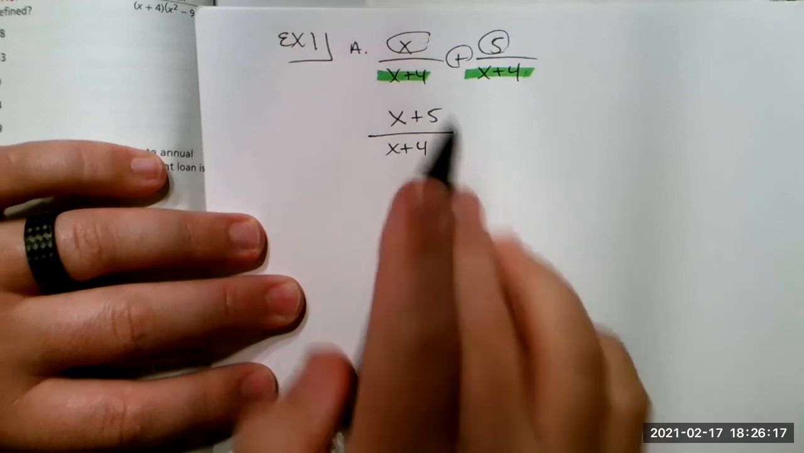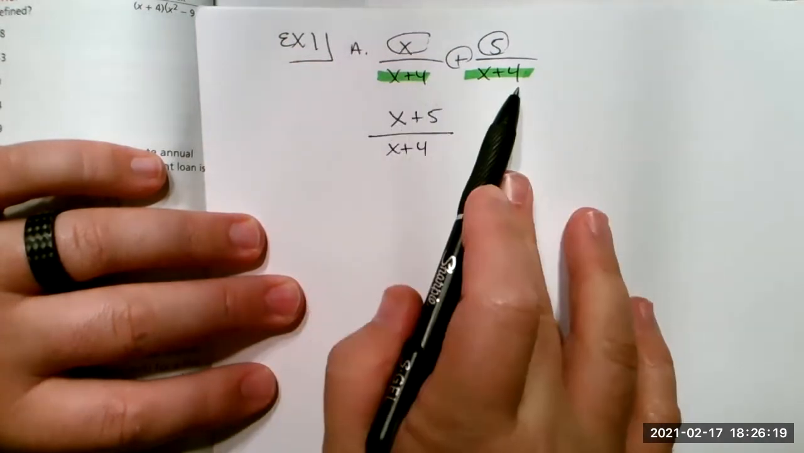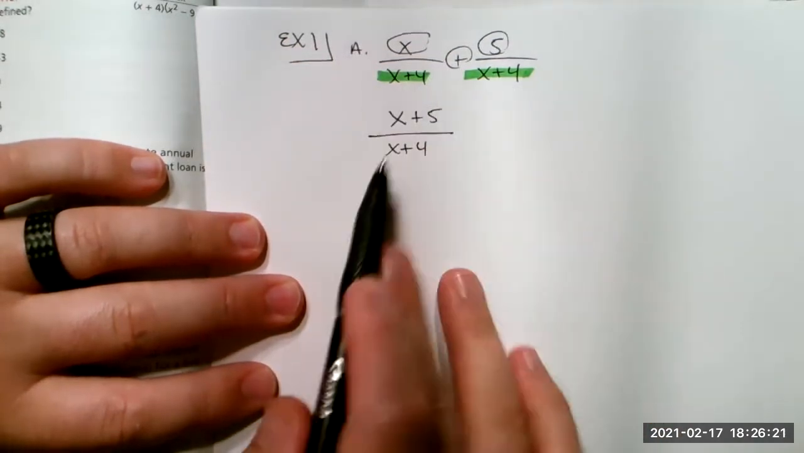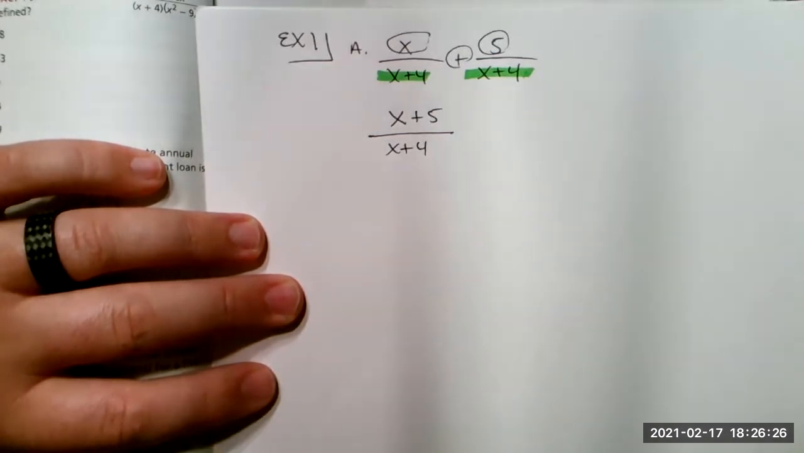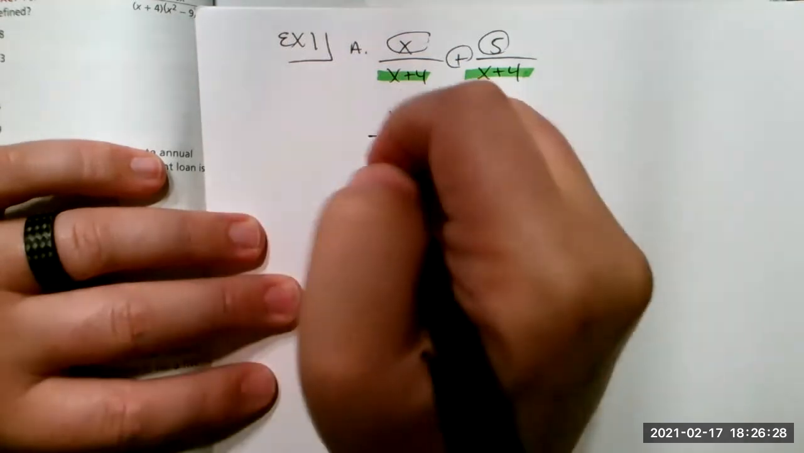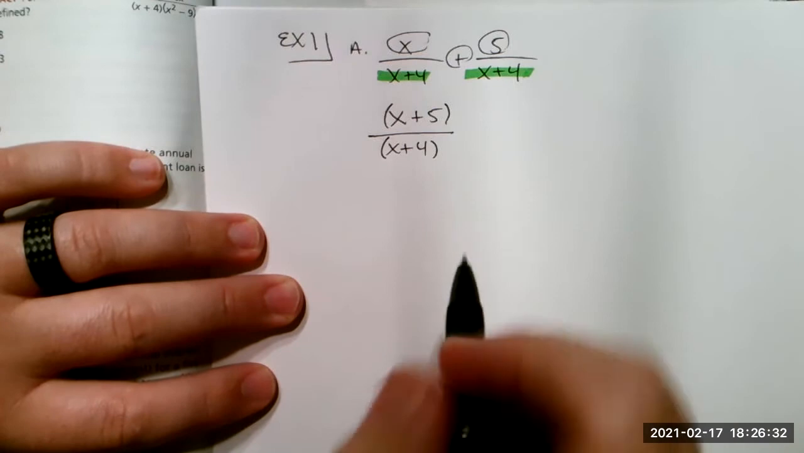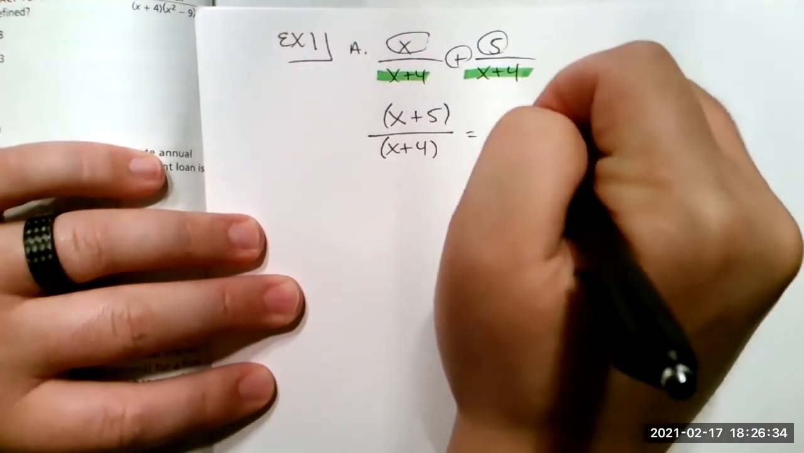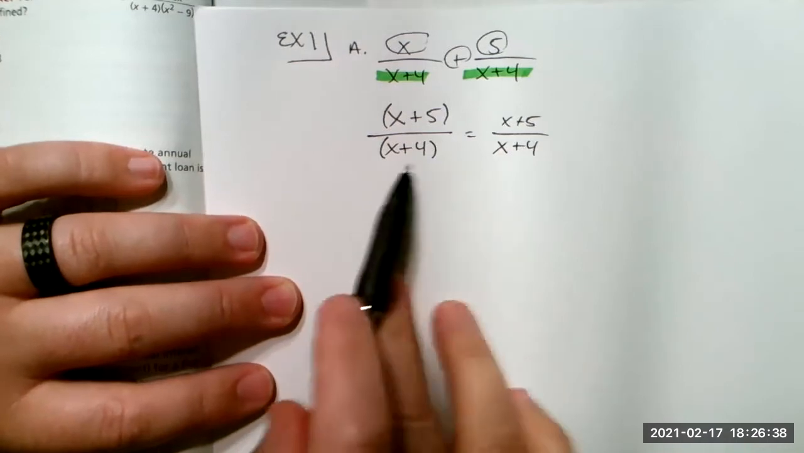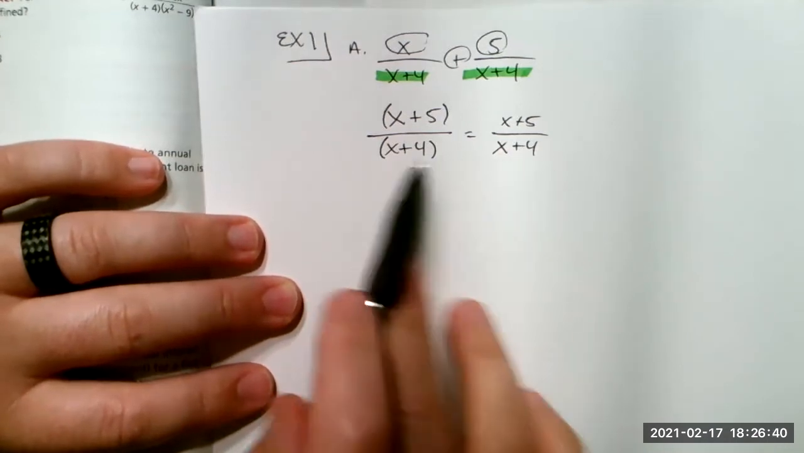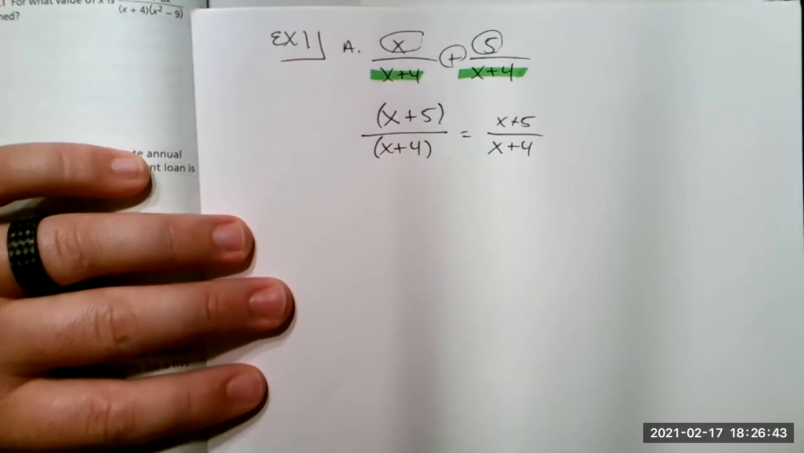Those 2 don't change. It's not like I have 2x plus 8. I'm not actually adding my denominators. It's just going to stay the same. Just a little notation thing. I like to put parentheses around things, but it's up to you. You can leave it like this, or you could put parentheses around it. It's completely up to you, but either way, it's correct.